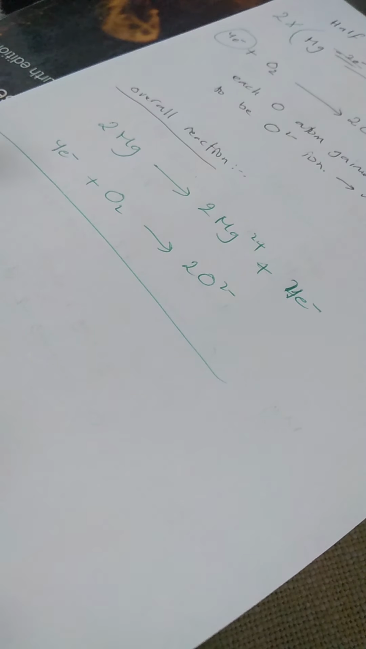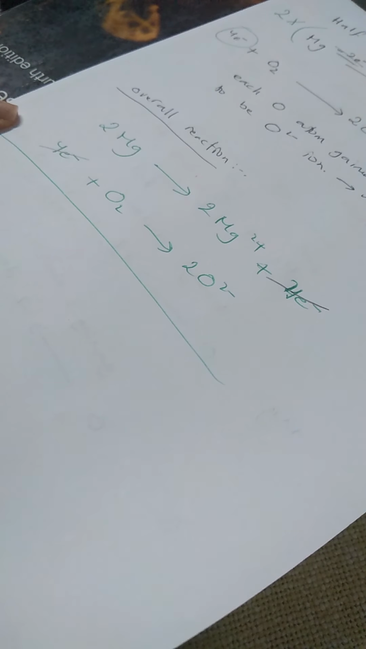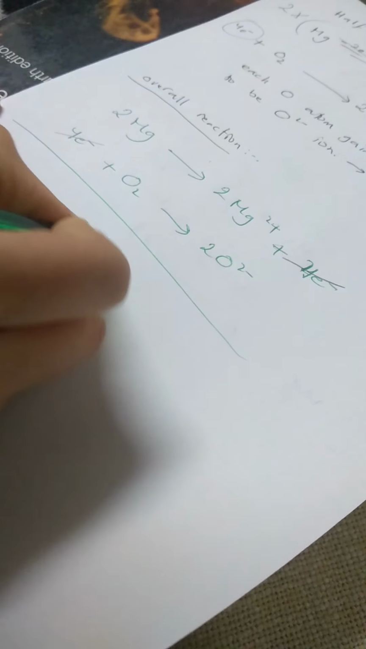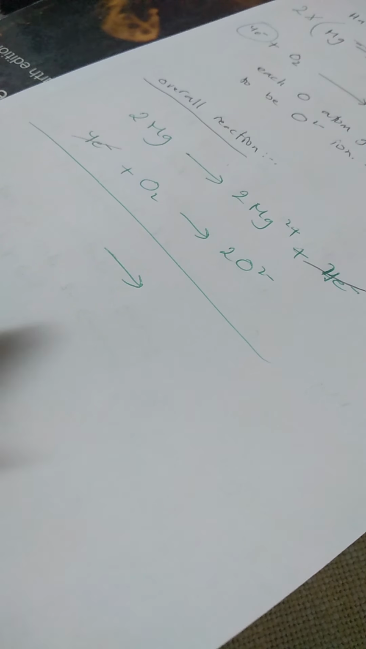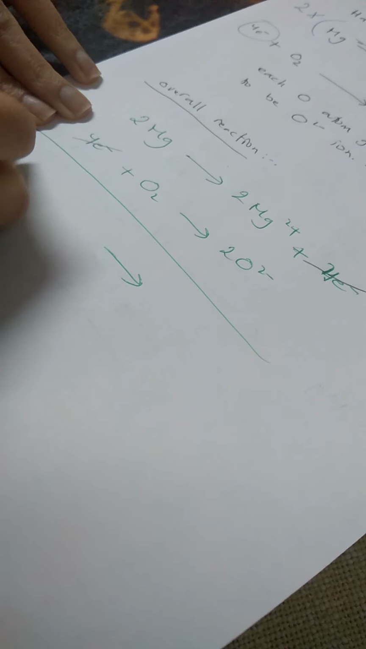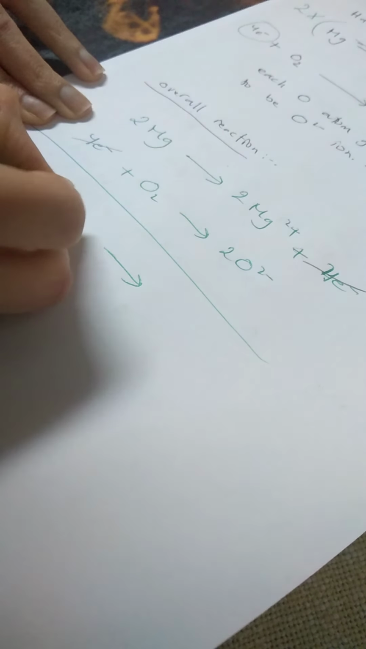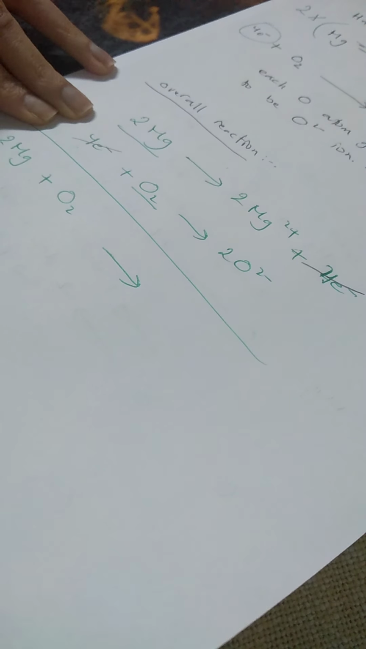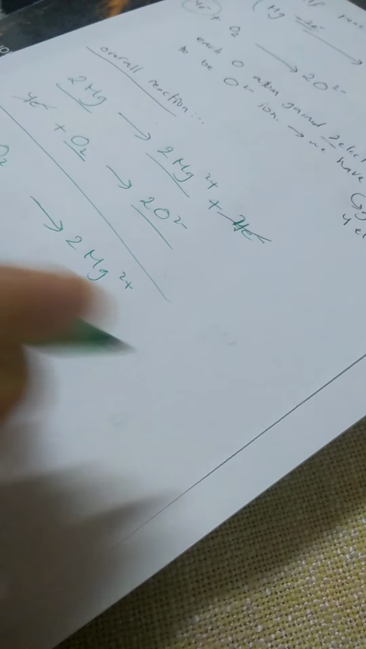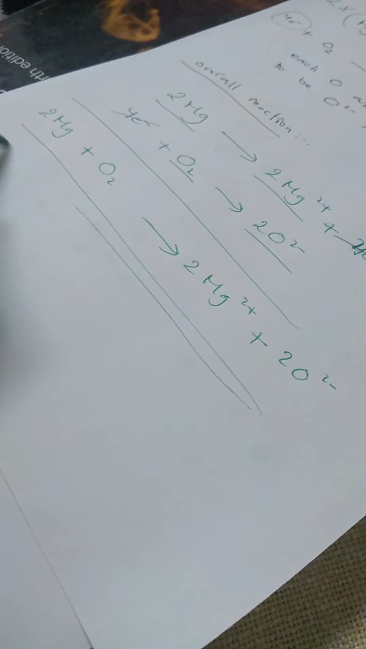Since the number of electrons is equal, we can cancel them together. Then we write the arrow, with the reactants from each equation before the arrow together: 2Mg plus O2. And the products after the arrow together: 2Mg +2 plus 2O negative 2. This is the overall redox reaction.